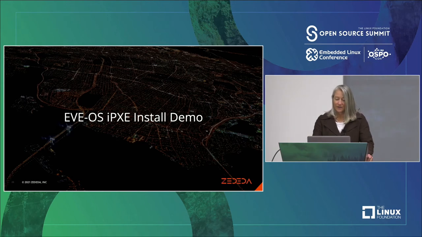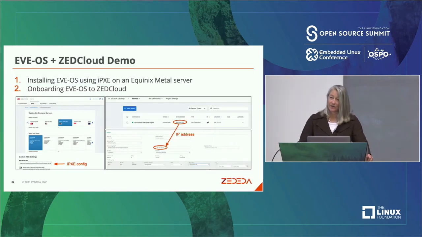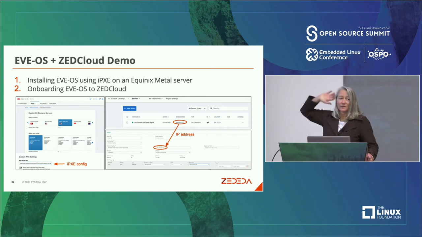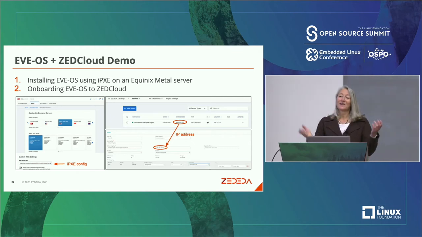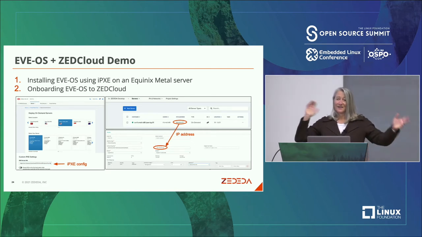For my little demo, I'm going to leverage Equinix Metal's server farm, their bare metal farm. Has anyone used Equinix Metal before? Just one? Okay. It's pretty cool. I have fun with it. Because I don't have access to the box, I'm going to bring up some server in Silicon Valley, in Santa Clara or San Jose somewhere. The only thing I know about it after I install EVE using iPXE, has anyone used iPXE? It's another super cool tool.